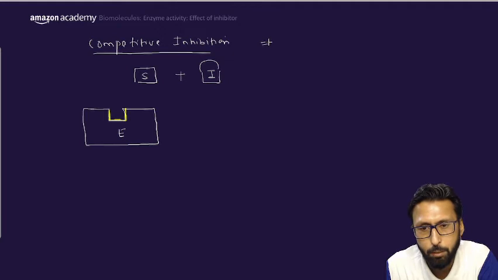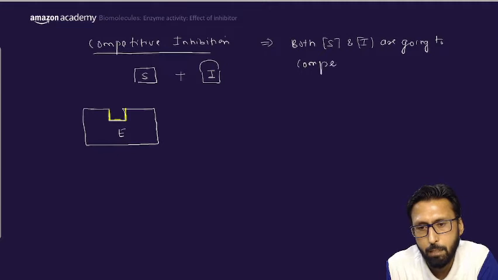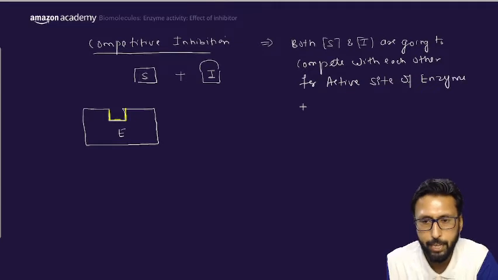So in this, what is going to happen is that both substrate and inhibitor are going to compete with each other for the active site of the enzyme.